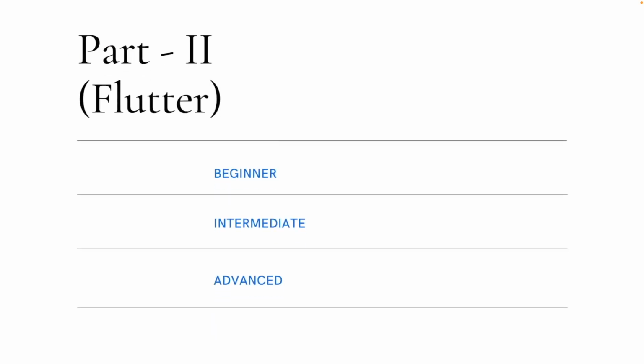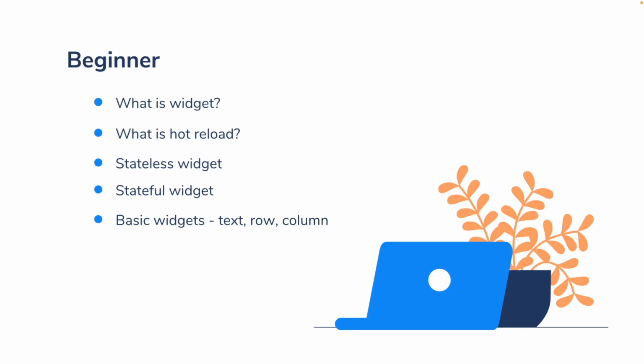In part 2, we will start Flutter. We will take a detailed look at Flutter, and again, like part 1, we will divide part 2 into 3 segments, which include beginner, intermediate, and advanced. So let's have a look at the beginner section of part 2. You should know what a widget is, what hot reload is, the difference between stateful and stateless widgets, and you should also get yourself familiar with basic widgets like text, row, column, container, stack, and positioned.